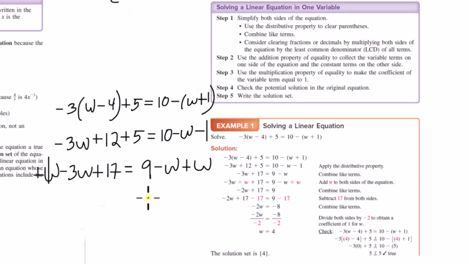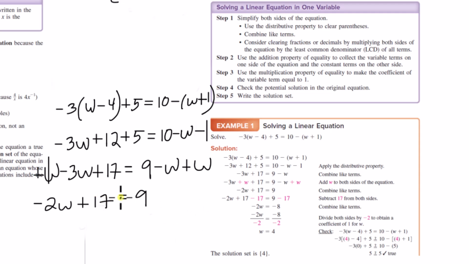Now we haven't changed the equation. The solution set to this equation is exactly the same, since we added w to both sides. And that solution set is what we're trying to figure out. Since we added w to both sides, we haven't changed the solution set. So this is great, because now w minus 3w is minus 2w, plus 17. But now minus w plus w is 0. So now we've gotten rid of the w on one side of the equation.